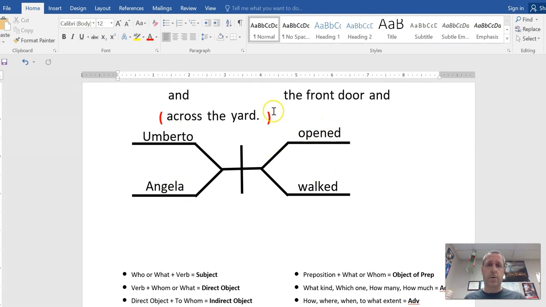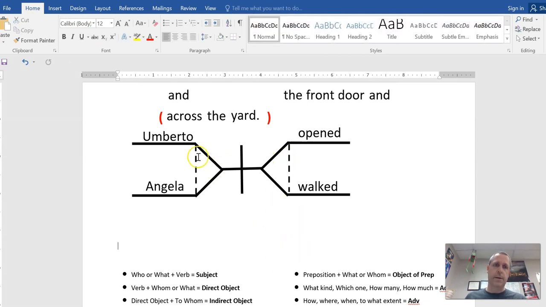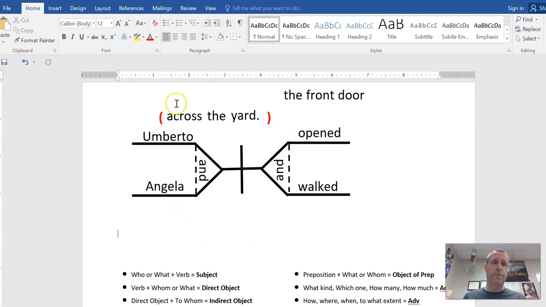Now you might be asking, okay, but what about your ands? You have two ands there. And yes, I need to show where my conjunctions go. So I'm going to make two little dotted lines to fill in the little triangle at the end of each of these brackets. Now with that little triangle there, I can place my conjunction inside, and I'll do the same over here. And there we go. Now I have Umberto and Angela opened and walked.